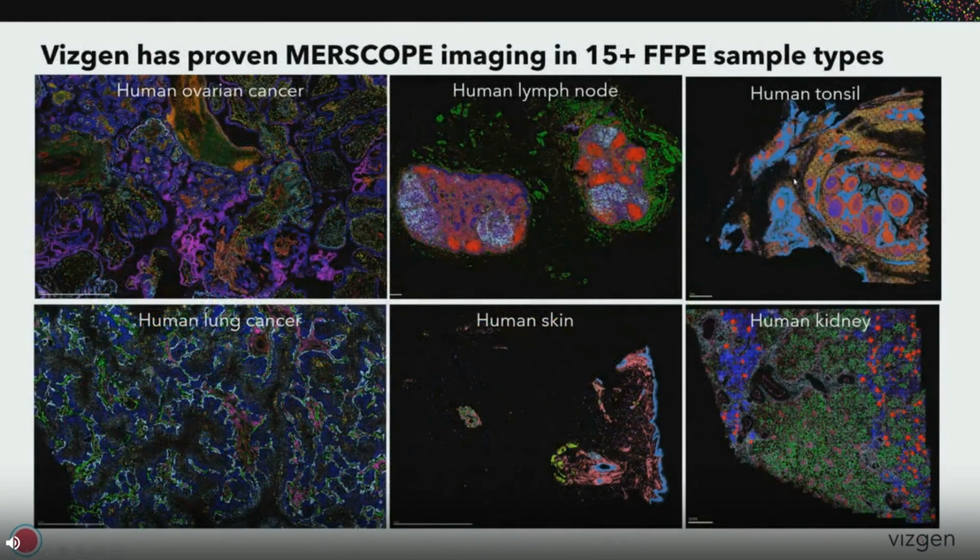So overall, we have demonstrated MERSCOPE imaging in 15 FFPE sample types, and here are a few representative MERSCOPE images on different tissue types. For example, human lymph node, tonsil, non-cancer skin, and kidney. And I hope these images illustrate the spatial architecture of different tissue types and how important it is to have a highly sensitive and versatile tool to profile gene expression and cell types.